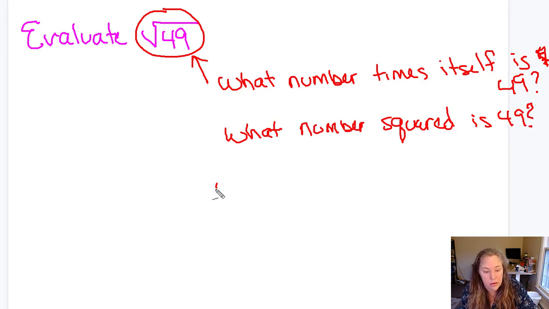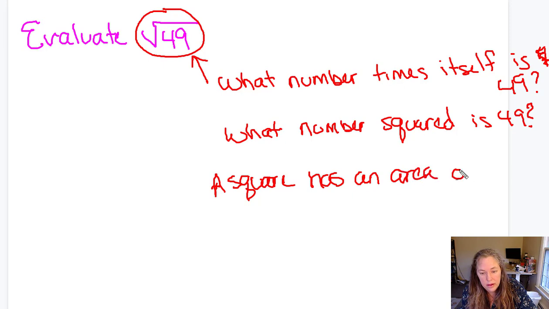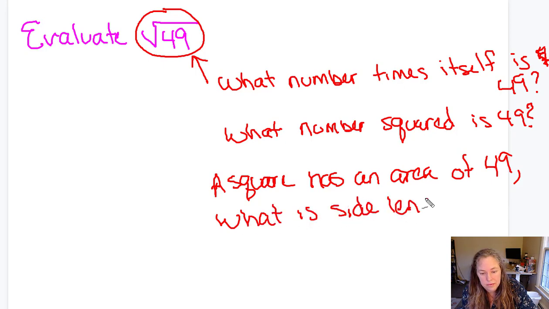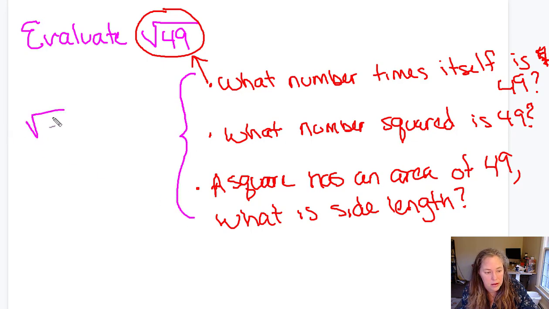Another way to say that is a square has an area of 49. What is the side length? These three statements are three different ways of saying the same thing. Okay, so the square root of 49 is 7, because 7 squared equals 49.